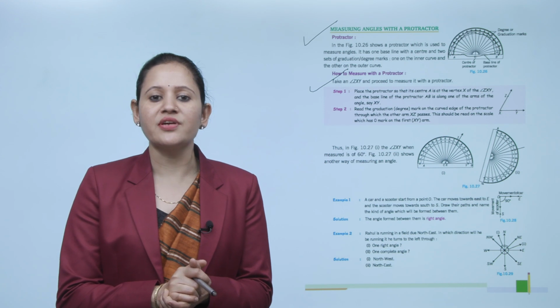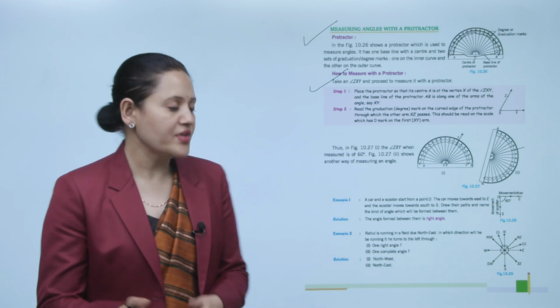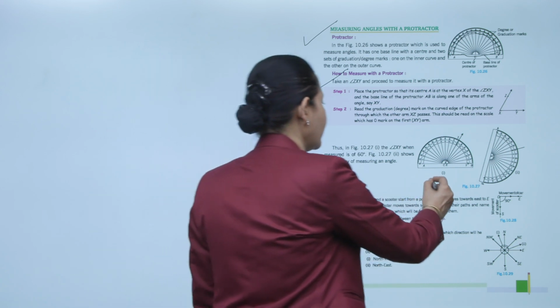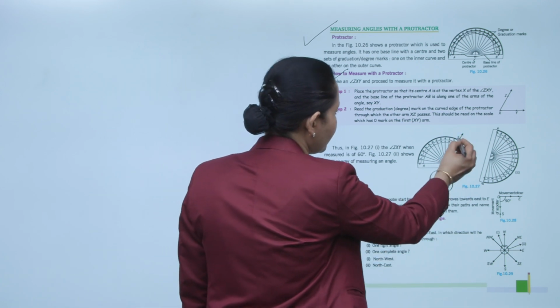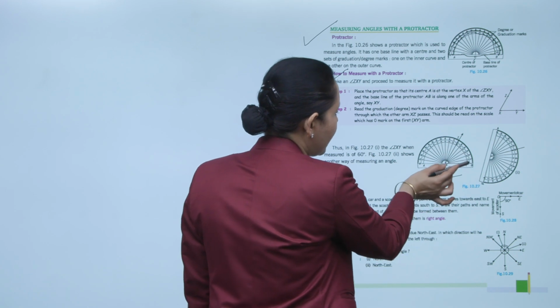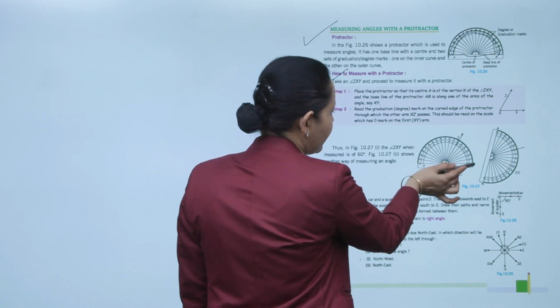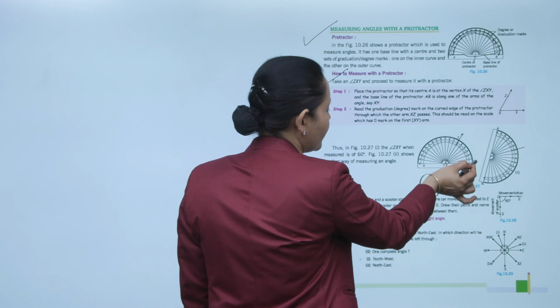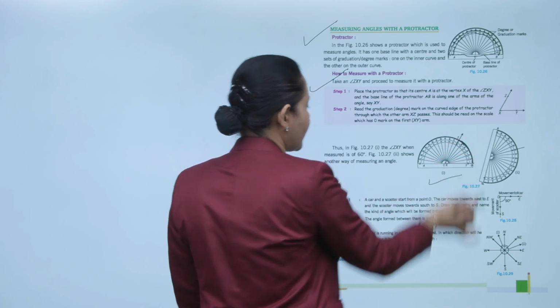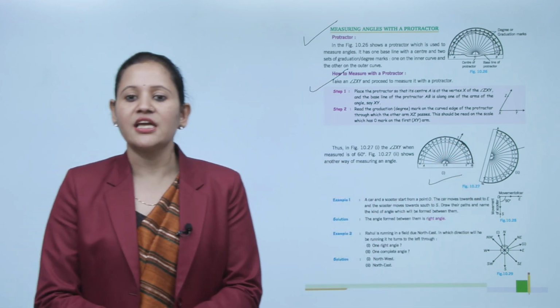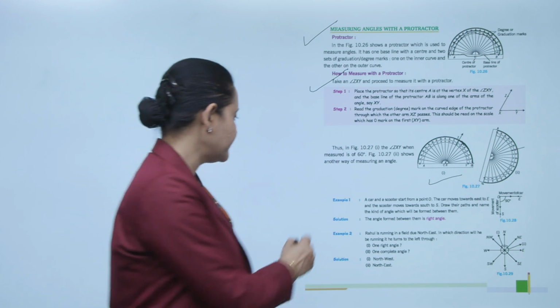Figure 10.273 shows another way of measuring an angle. So we can use any method and measure the angle. So here it is showing 60 degrees. We have taken this scale, the outer scale, because here it is 0 degrees. So this angle is of 60 degrees. Next we'll take an example.